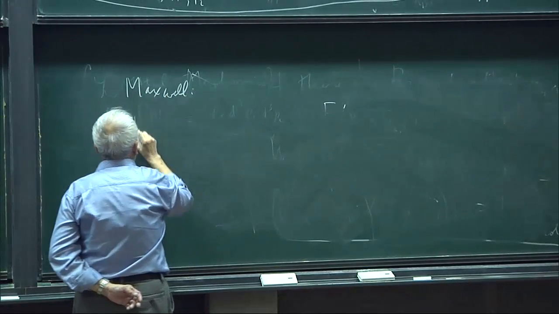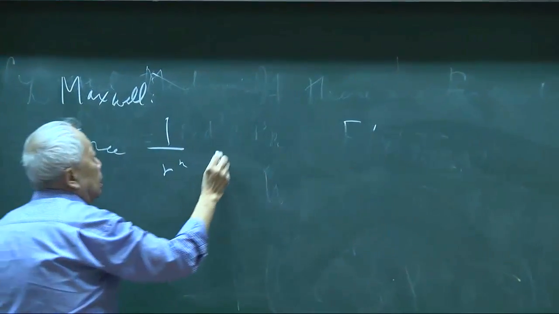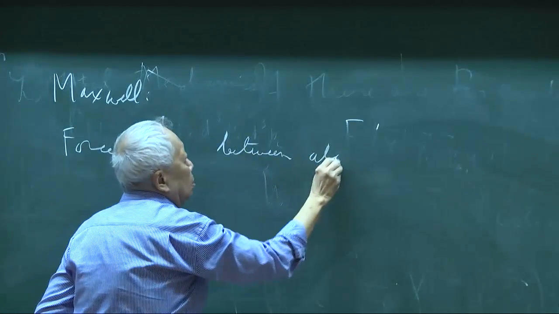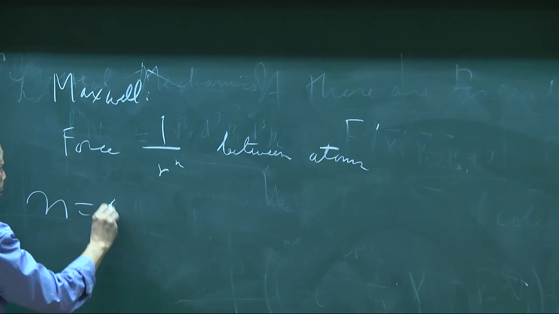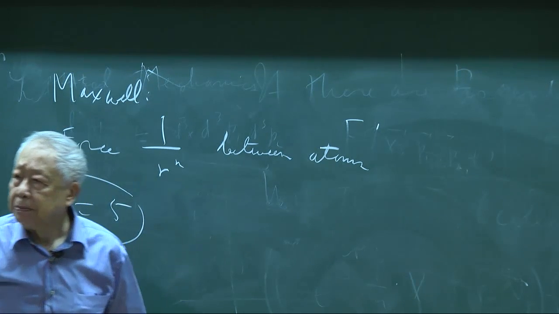I assume a force 1 over r to the n between atoms. And he works out the classical collision cross section with n. And he plugged it into the left-hand side and tried to solve the equation. He found that he could solve it if n is equal to 5. It's a magic number. Maxwell solved the equation at n equal to 5.